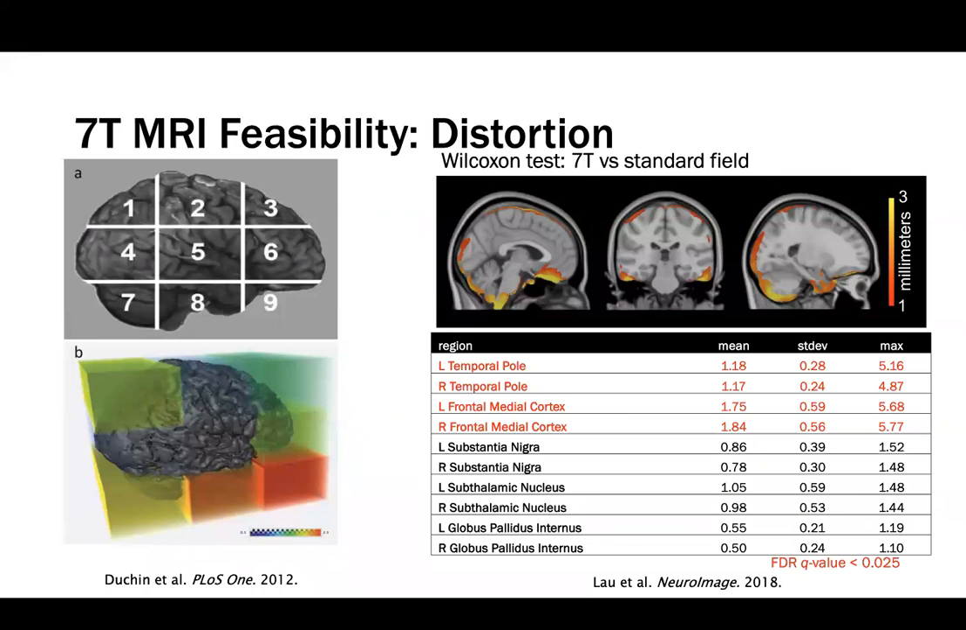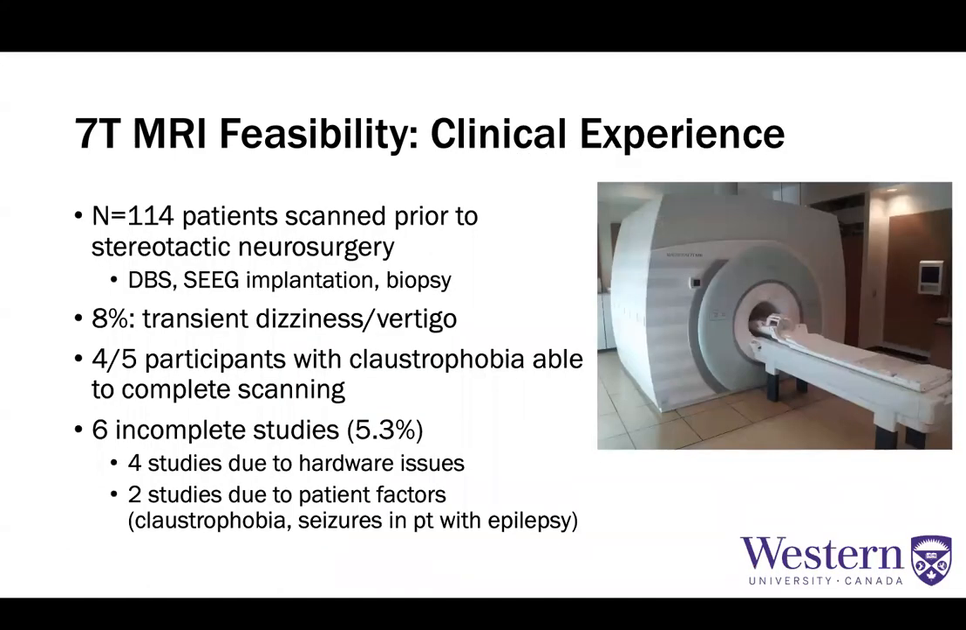Certainly one of the concerns going to higher field has been this issue of distortion, and our group, among others, have been able to characterize these and find that they tend to be at the air tissue interfaces. In most of the core areas and close to the isocenter of the magnet, and where the thalamus and other subcortical structures are, the distortions are not significant. We've also looked at the feasibility of getting patients into the 7T MRI, and we've scanned over 100 subjects at our center prior to stereotactic surgery for different reasons. And while there have been some transient dizziness and vertigo, it has overall been well tolerated, and even 4 out of 5 patients who were claustrophobic were able to complete scanning.